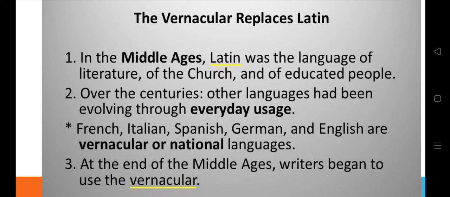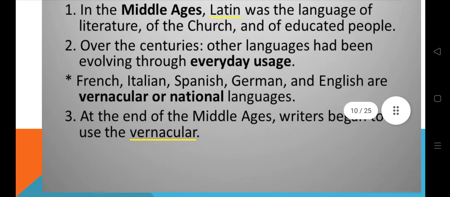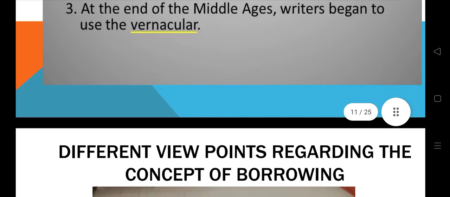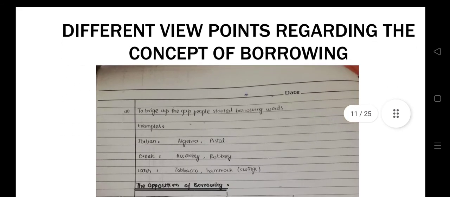In the medieval age, the Middle Ages, Latin was the language of literature, of the church, the educated, the upper class, and monarchy. Over these centuries, language kept evolving through everyday usage. At the end of the Middle Ages, writers began to use the vernaculars, the local dialects. At that time, English was considered a vernacular, a local dialect used by common people.